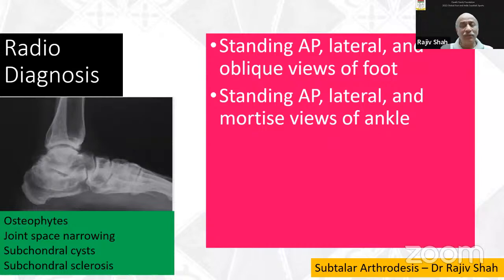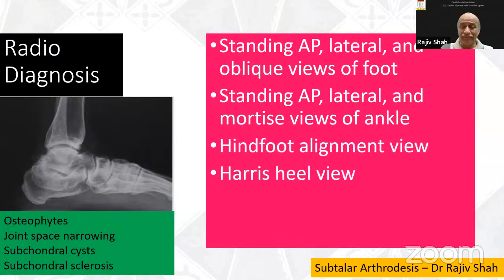For radiodiagnosis, you take standing AP, lateral, and oblique views of the foot, and AP, lateral, and mortise views of the ankle. And what do you see? You see osteophytes, joint space narrowing, cyst formation, and subchondral sclerosis. The hindfoot alignment view, or the view called the Saltzman view, is going to tell you the axis of the tibia versus talus versus calcaneus.